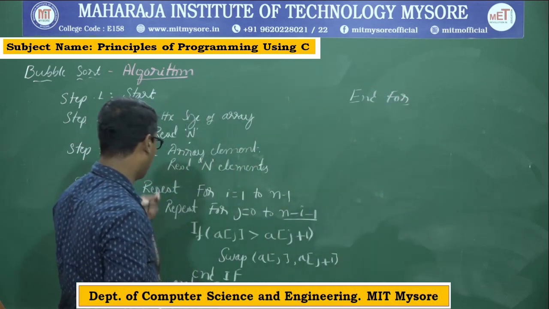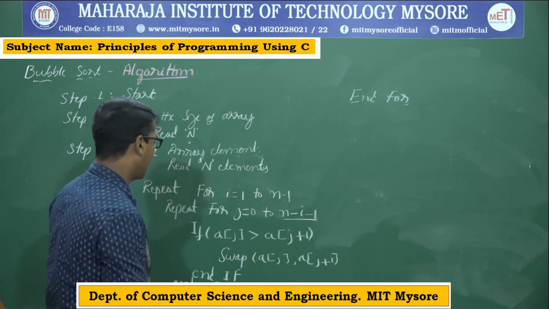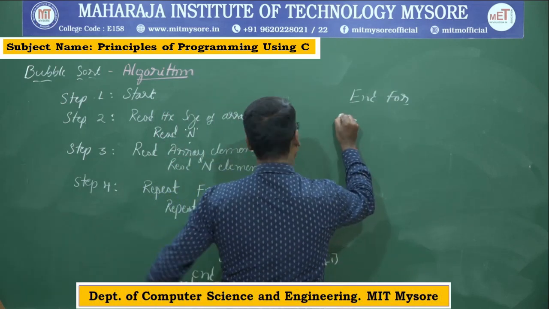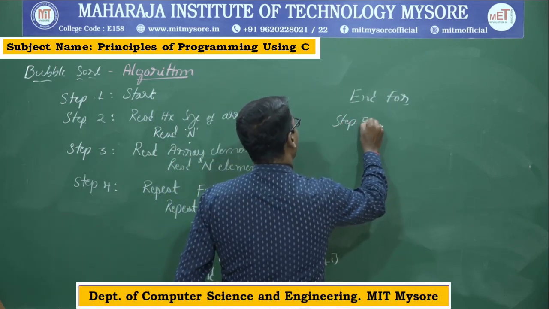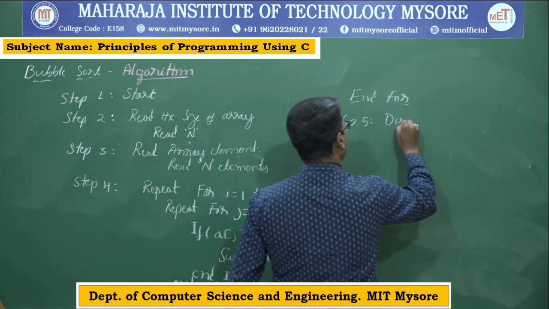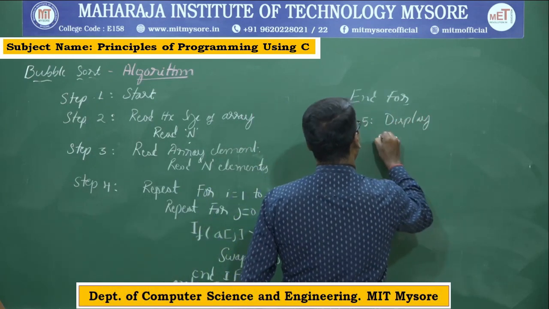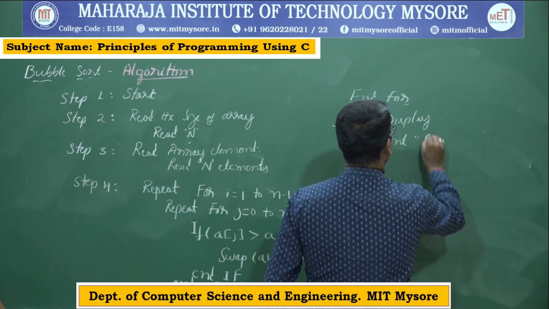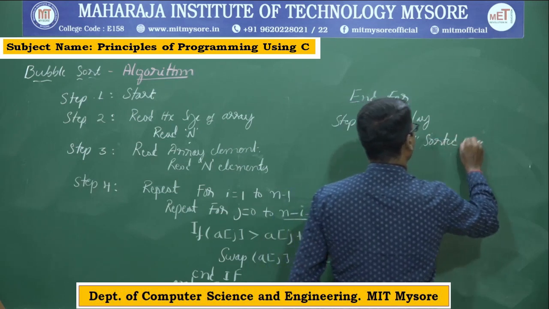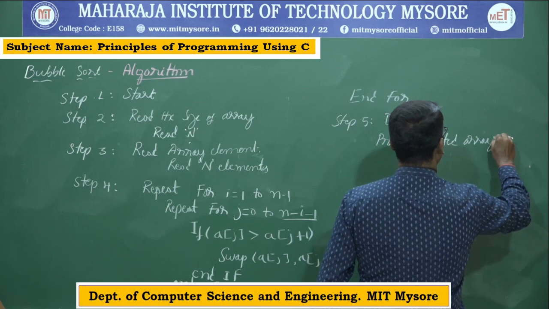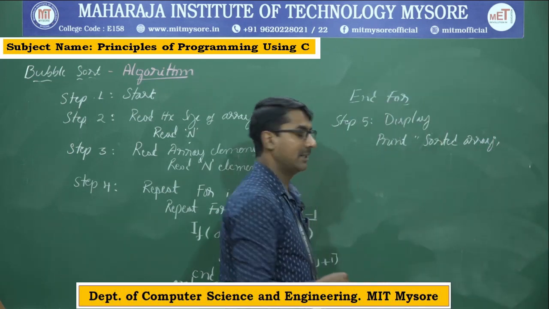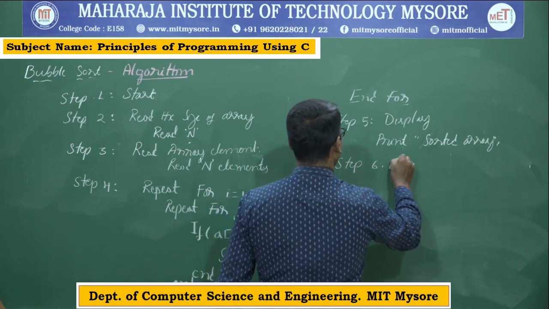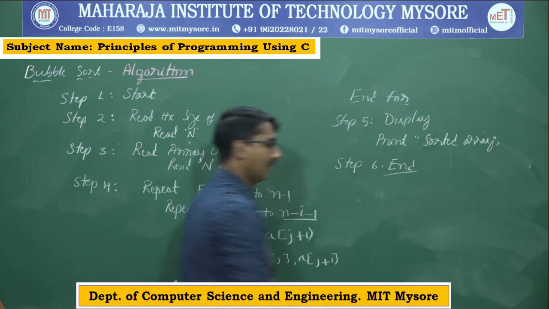Okay, after performing the sorting process, next is step 5, display, print the sorted array. So after displaying the array elements, the last step is end. Step 6 is end of the process.